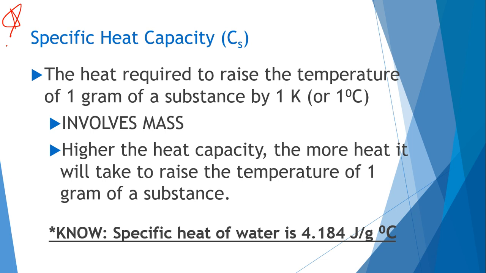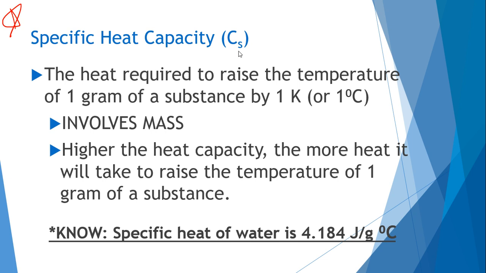Specific heat capacity is denoted with the letter C with a little s down below to denote specific. It's defined as the heat required to raise the temperature of 1 gram of a substance by 1 Kelvin or 1 degree Celsius. The major difference between heat capacity and specific heat capacity is we are now actually taking into account the mass, so that the specific heat capacity is not going to be reliant on it when we give that value. Just like heat capacity, the higher the specific heat capacity means the more heat is going to be needed to raise 1 gram of a substance up in temperature.